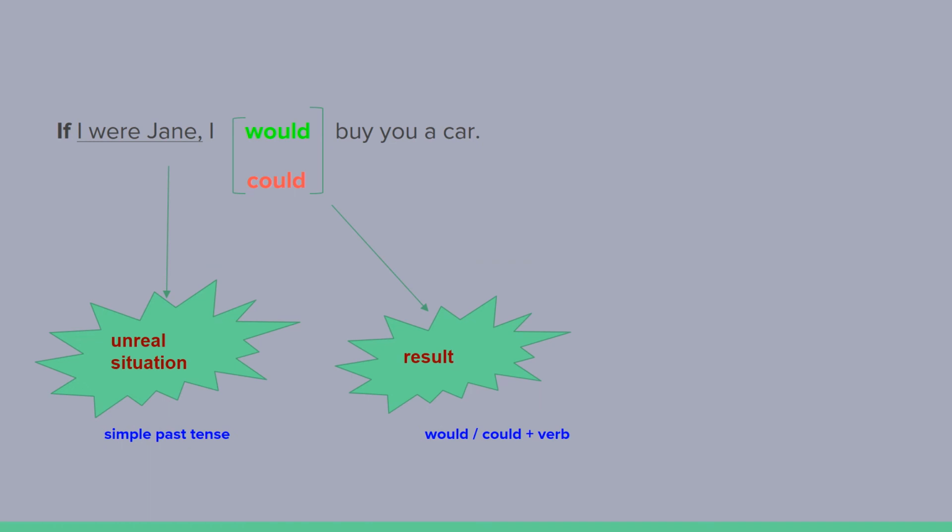If I were Jane, I would or I could buy you a car. Am I Jane? No, I'm not. So this is an unreal situation, and the result, if the unreal situation would be true right now in the present, I would or I could buy you a car is the result.